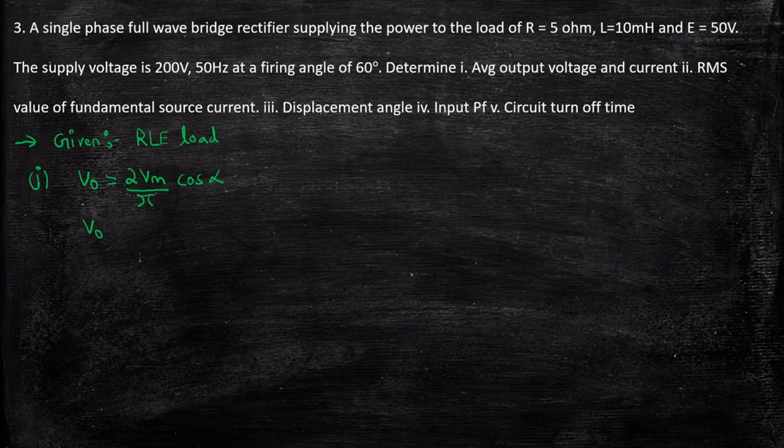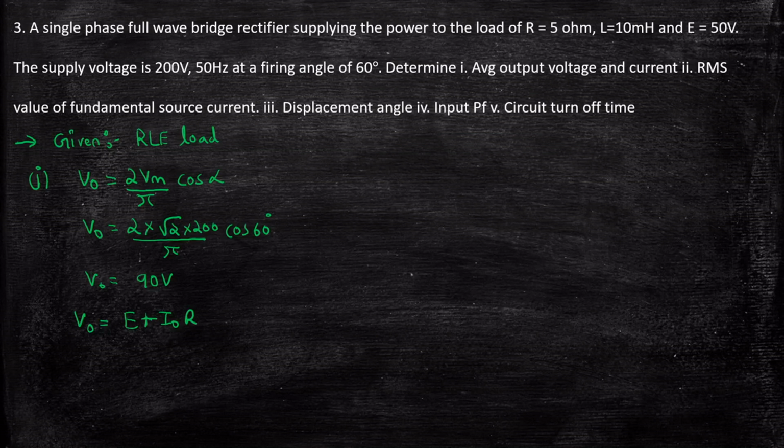So when we are substituting, V out is equal to 2 into Vm, which is root 2 times 200, divided by pi, into cos of 60 degrees. You will be getting V out to be equal to 90 volt, isn't it? Now what is the value of I out? So we know that it is an RLE load. So V out is given as E plus I out into R, isn't it?